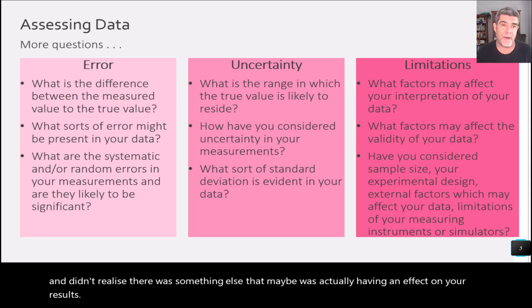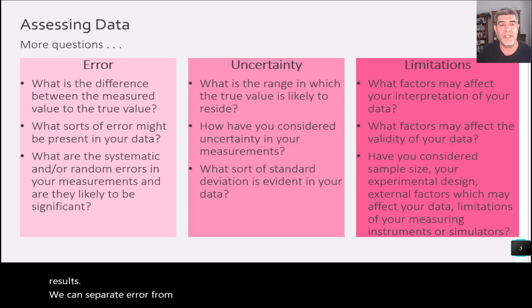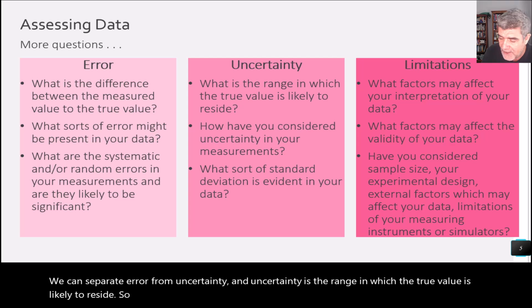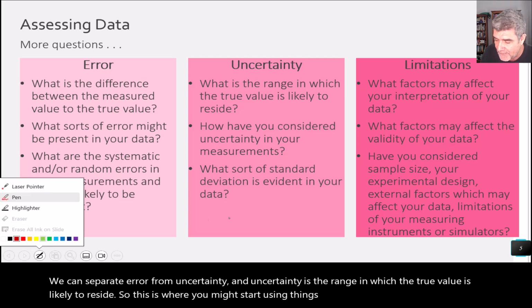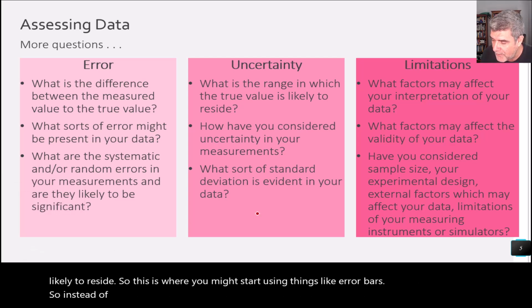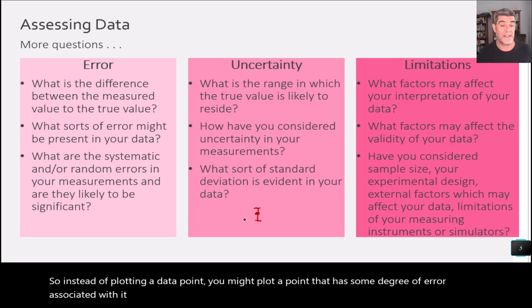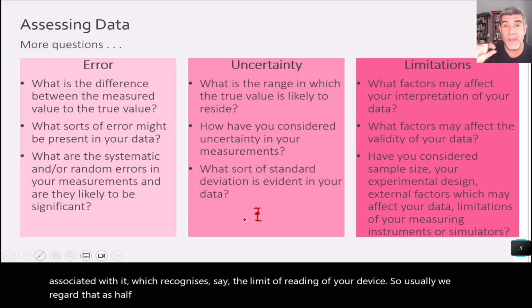We can separate error from uncertainty, and uncertainty is the range in which the true value is likely to reside. So this is where you might start using things like error bars. Instead of plotting a data point, you might plot a point that has some degree of error associated with it, which recognizes, say, the limit of reading of your device. Usually we regard that as half of the minimal scale.